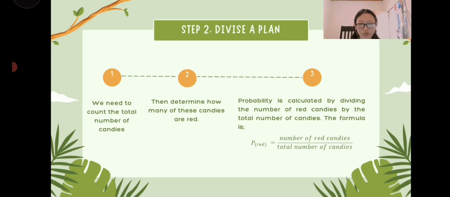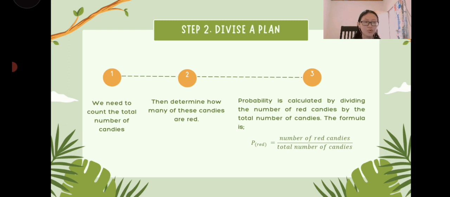The reason I choose this plan is because it aligns with the definition of probability, which is the ratio of the number of desired outcomes to the total number of possible outcomes. In this problem, the desired outcome is the number of red candies, and the possible outcome is the total number of candies. This plan is easily accessible using the available data from the bar graph.